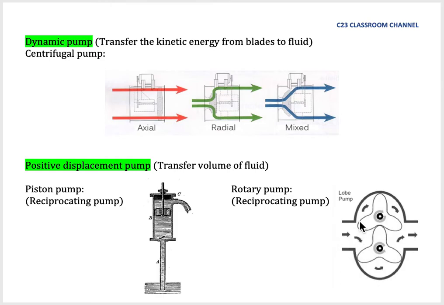So the water will stay in this volume, and then when this lobe rotates, the volume here will transfer from the left to the right, and the volume of water will flow out at the outlet here. So this is the idea: not to use kinetic energy, but to use the volume of fluid to be transferred from time to time.